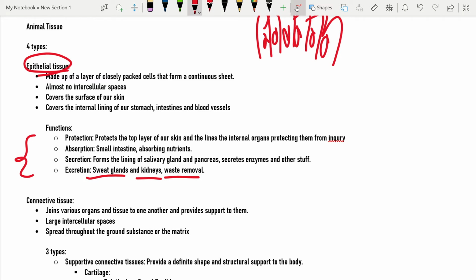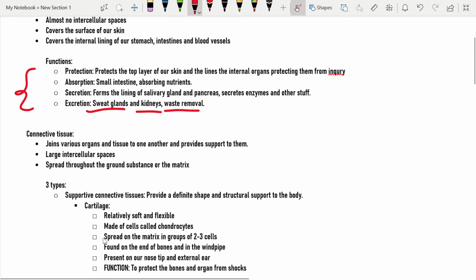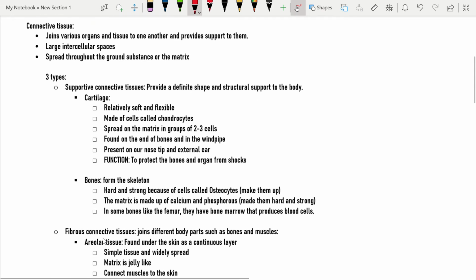Alright, let's move on to the next one, which is connective tissue. What are connective tissues? They join various organs and tissues to one another and provide support to them. So they are basically connective and supportive tissues. Alright, for animals, that is, because we learned about supporting tissues in plants, but I'm not going to go into that. Please be sure to watch those 2 first parts before watching this.